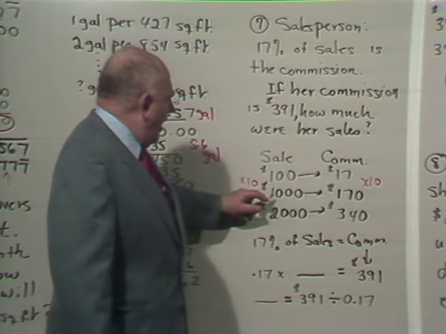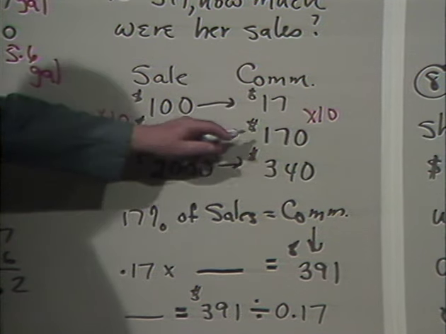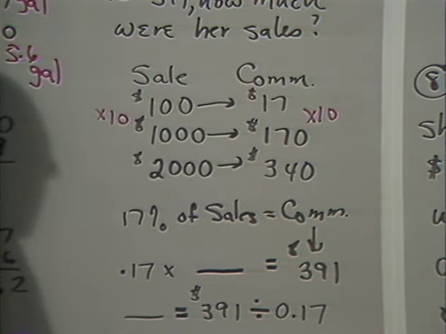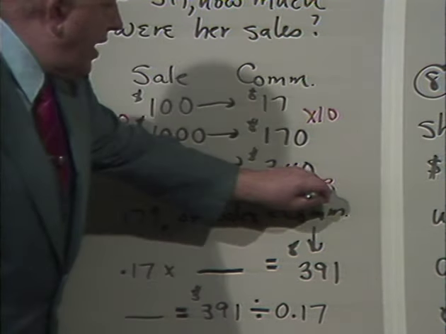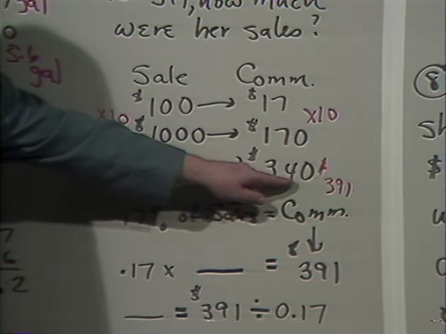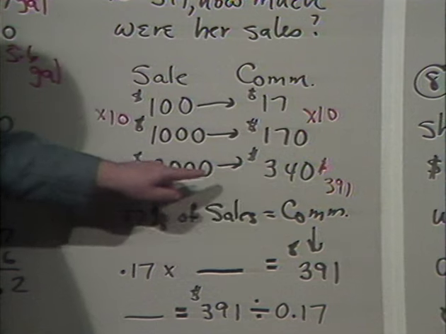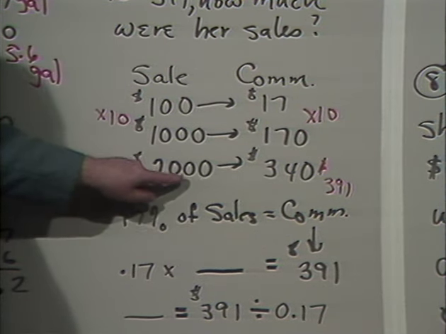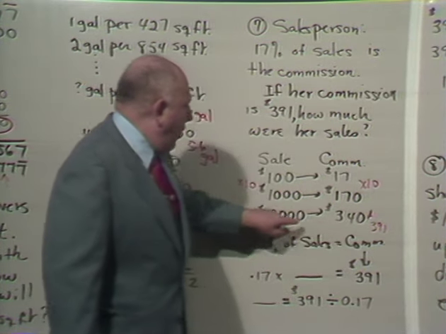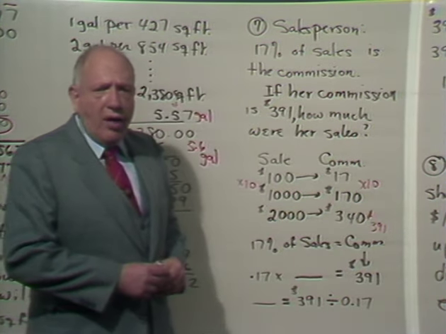At any rate, with $1,000, she'd have earned $170. With $2,000, her commission would have been $340. By the way, in this problem, what was her commission? It was $391. And therefore, even if you don't know how to handle anything beyond this, do you now know that since she would have had to have sold $2,000 worth to make $340, to make $391, she must have sold more than $2,000 worth.